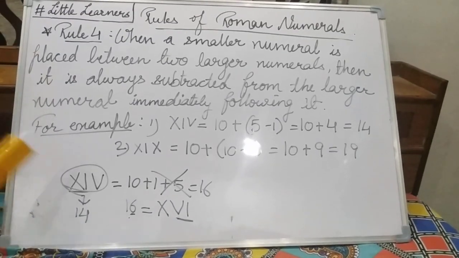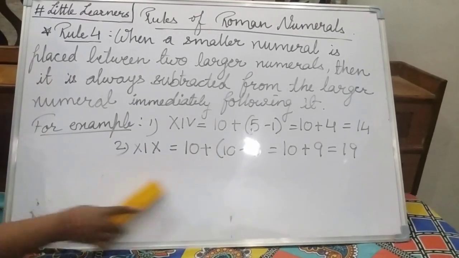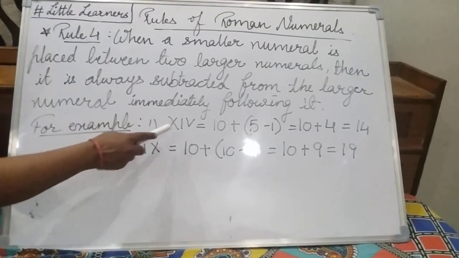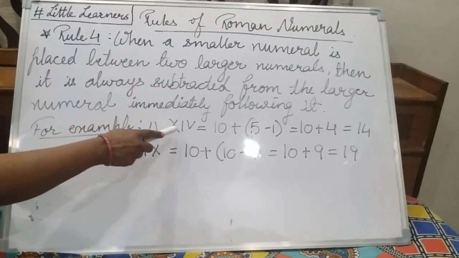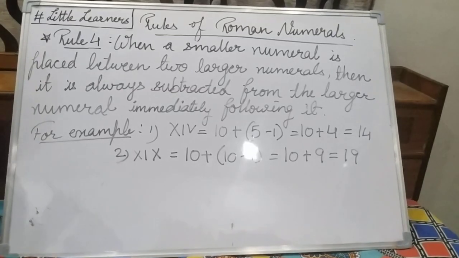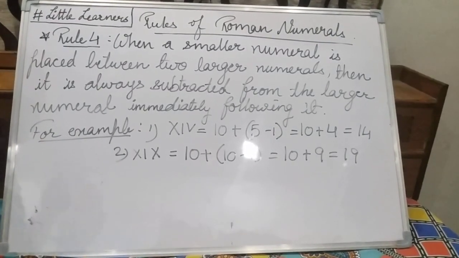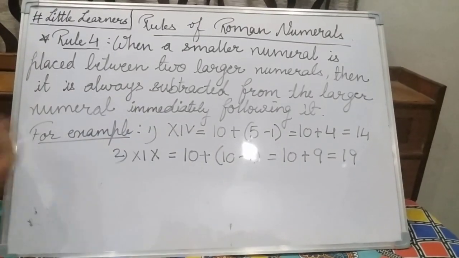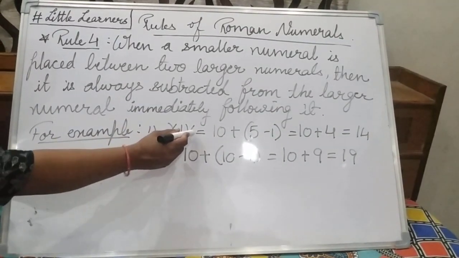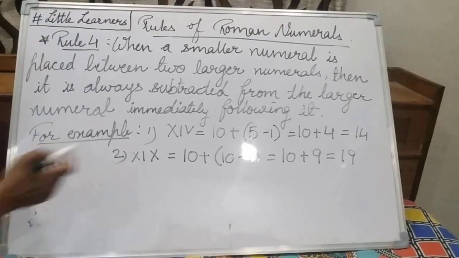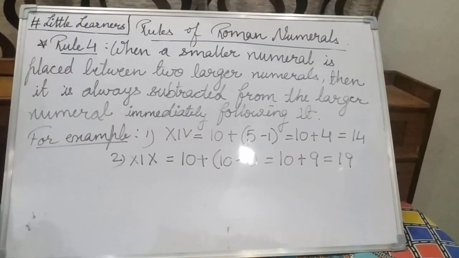Okay children. So as I told you, you have to remember this, that whenever a smaller numeral is given between two bigger numerals, we have to subtract the smaller numeral from the larger numeral which is immediately following it. So 1 is going to be subtracted from this V, not added to this X.